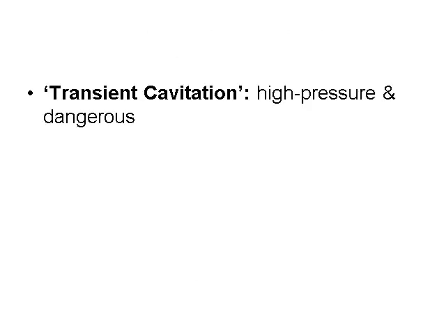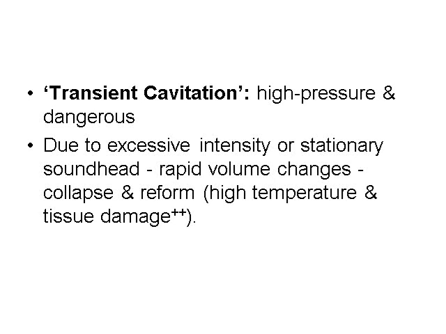The second type of cavitation is known as transient cavitation. It involves high pressures and is damaging to the tissues. This may be caused by not moving the treatment head, leading to energy buildup, rapid changes in volume as bubbles form and collapse with the peaks and troughs in the Fresnel zone. This can produce high temperatures and tissue damage.